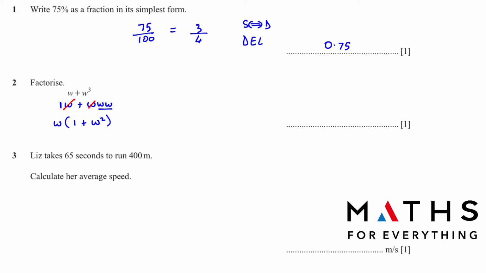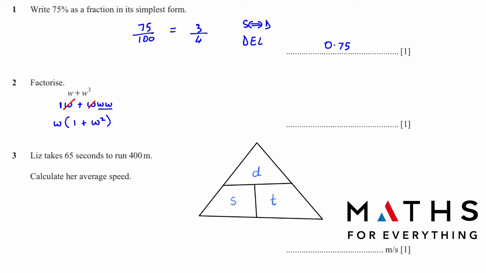Next, Liz takes 65 seconds to run 400 meters. Calculate her average speed in meters per second. Whenever you want to find distance, speed or time, this triangle is very helpful. You want to find speed. So if you cover speed up, what is remaining? Distance over time. So speed is equal to distance over time taken. 400 divided by 65. It is 6.15. Again, if you have it in a fraction form, just press this button above the delete button.